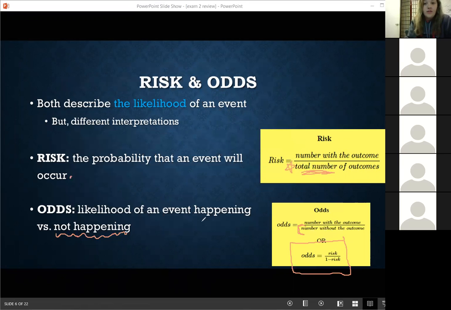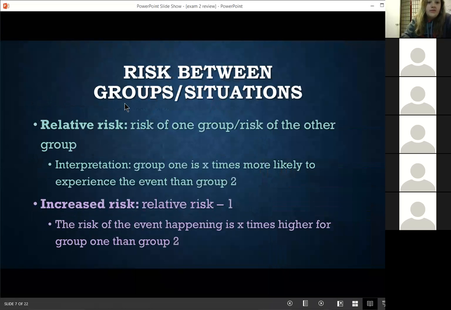So remember, risk is talking about the probability that an event will occur. So it makes sense that the probability of an event not occurring would be 1 minus risk. That's just a probability rule. And that's why we're using that as our denominator, because 1 minus risk is also the same thing as the denominator up here, the number without the outcome, so the risk that it would not happen. So that's risk and odds, just some common equations that we use to describe different variables.